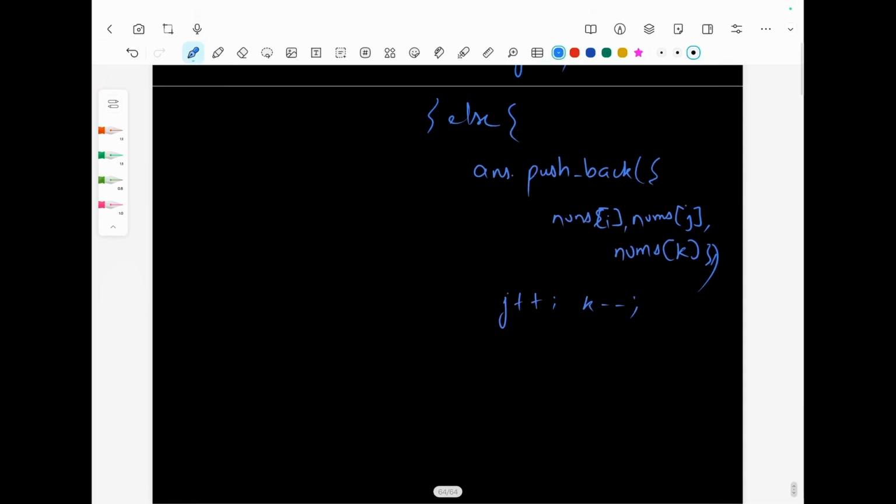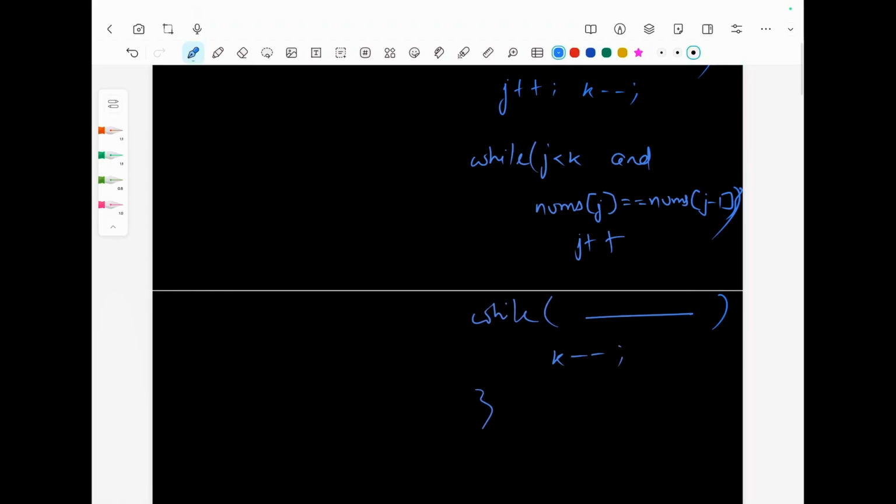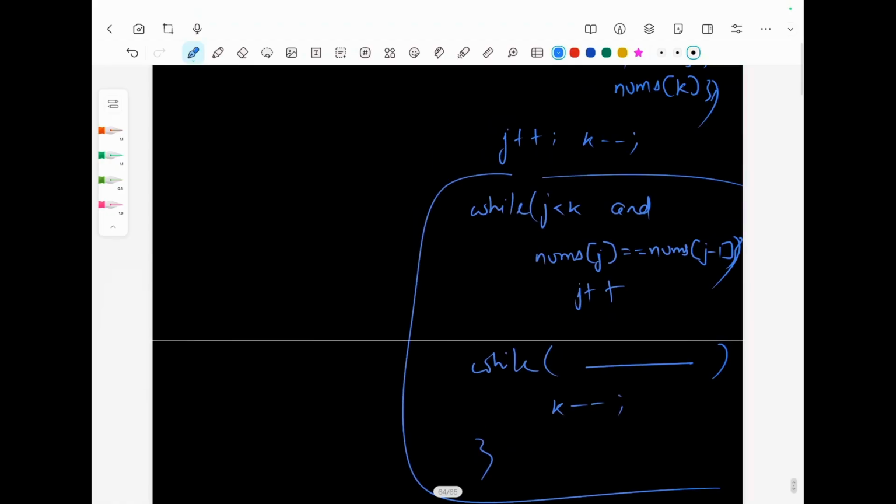Now we have to write extra while loops here. Make sure that it does not take duplicate values, so it will keep checking if the current value is similar to the previous value, it will move, right? So j++. Similarly for the k condition. So these are extra loops which make sure that we do not take duplicate values.